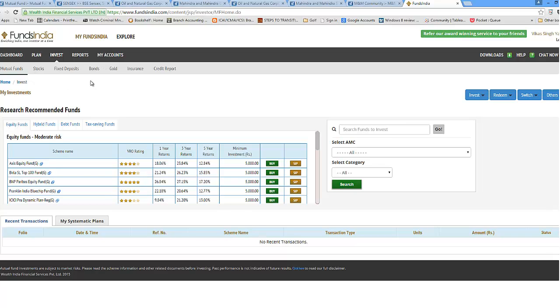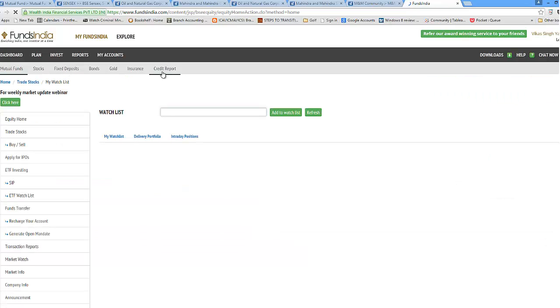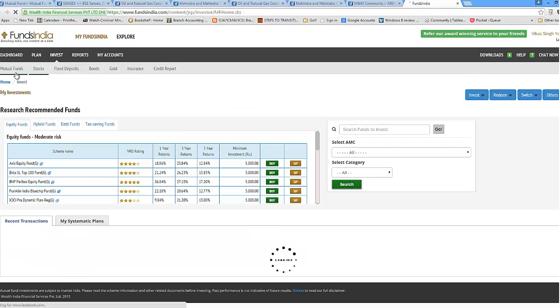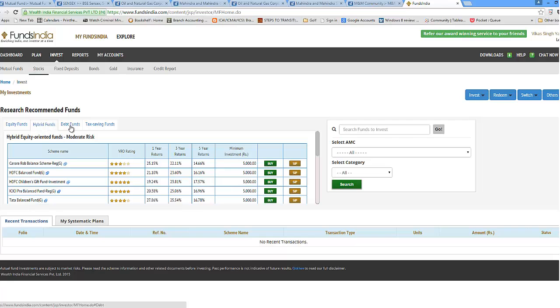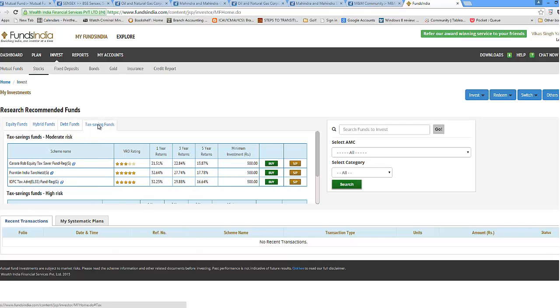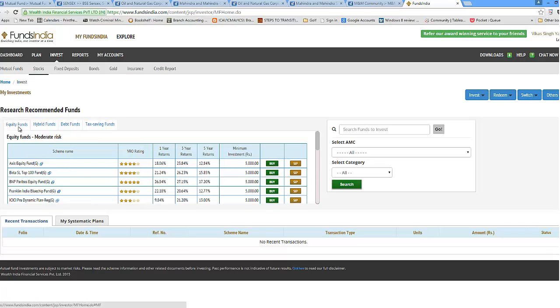So I am an account holder with Funds India, and this is my account detail. When you go to invest, you get the option of investing in mutual funds, stocks, fixed deposits, bonds, etc. Because we are investigating mutual funds now, I'll go to the mutual funds tab. You will see that this website is recommending me different kinds of funds, which are equity funds, hybrid funds, debt funds, and tax saving funds. Now I have my own option to decide where I want to invest.